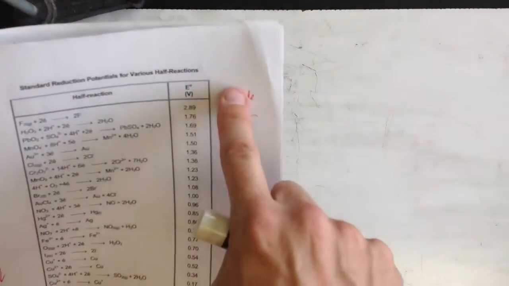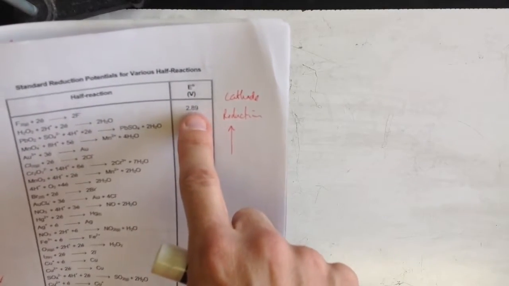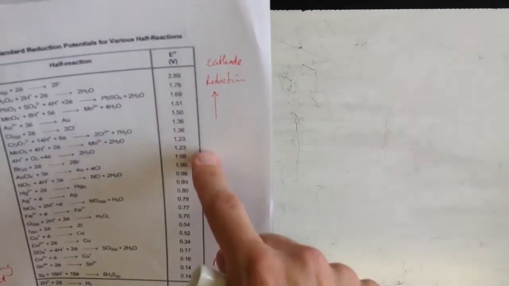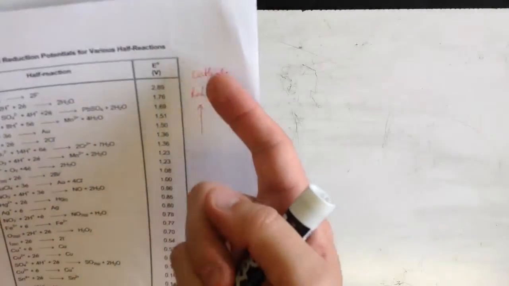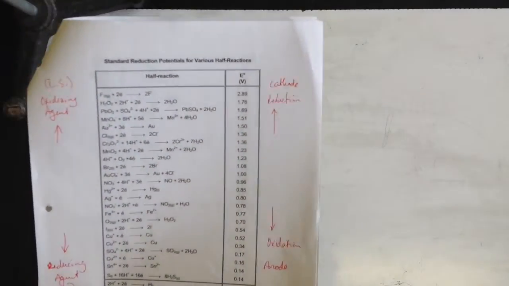So reduction increases as we go up the values, so the higher the value, the better the reduction, the better the oxidizing agent that is. And as the values get smaller, the worse the oxidizing agent and the better the reducing agent. So oxidation increases as we go down. Cathode, reduction occurs at the cathode. You can always remember that as red cat. Okay.